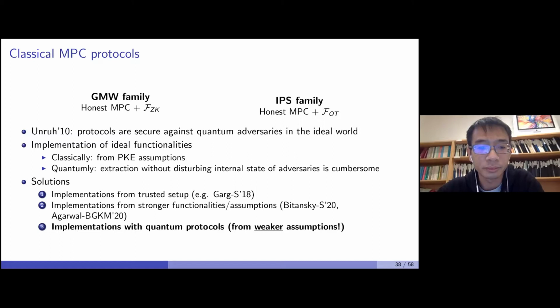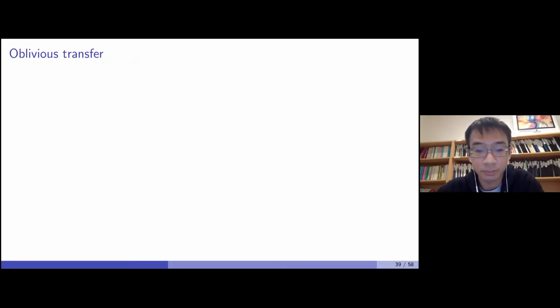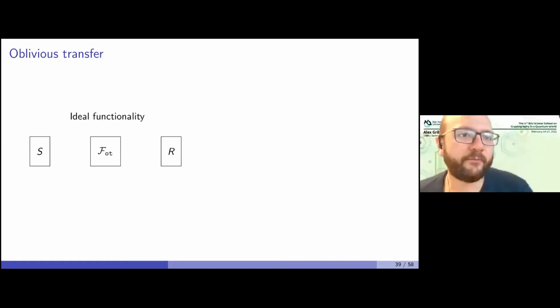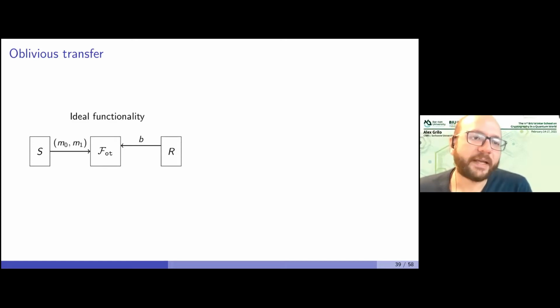So let's move on. The first building block is oblivious transfer. In the ideal functionality of oblivious transfer, we have 2 parties, the sender and the receiver. The sender sends 2 messages, M0 and M1, to this ideal functionality, whereas the receiver sends just a bit B. After these, the ideal functionality F_OT just sends M_B to the receiver. Notice that the sender does not learn which B is sent by the receiver, and the receiver is only allowed to learn one of the messages sent by the sender.